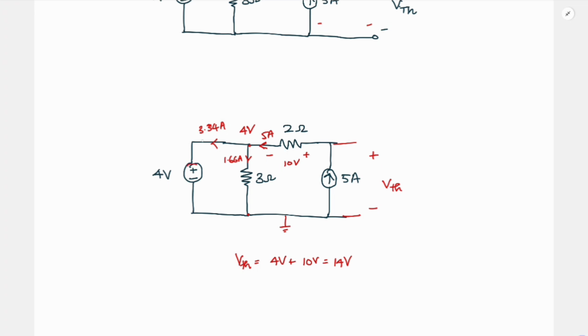So if you see, this current is flowing into the positive terminal of 4 volt. So what can you say about this 4 volt voltage source? It is dissipating power. Rather than delivering, it is actually dissipating power. So which guy is the one which is delivering power here? This guy is delivering power here.